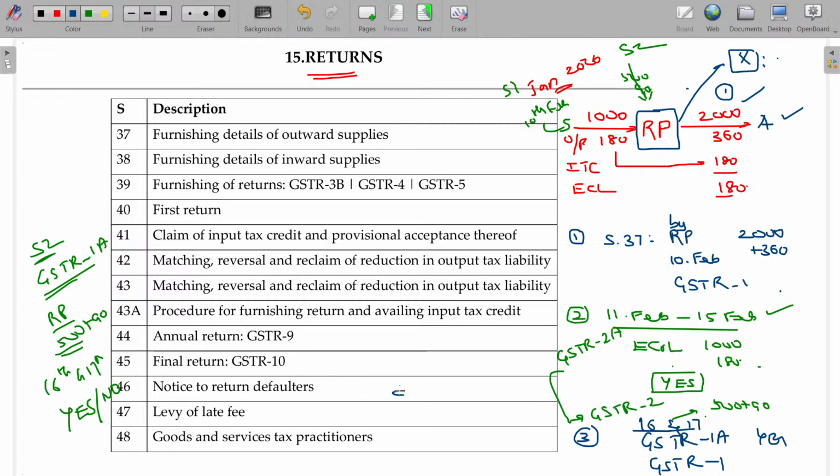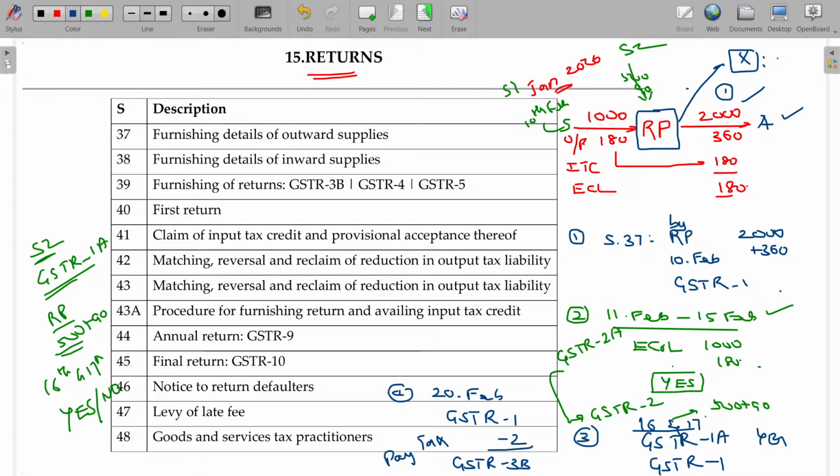And the fourth step, 20th of the month, 20th Feb. I have to reconcile GSTR 1, 2 and all based on the details, pay the tax and file the complete details under GSTR 3B. So, 3 forms are there: GSTR 1, GSTR 2, GSTR 3B.